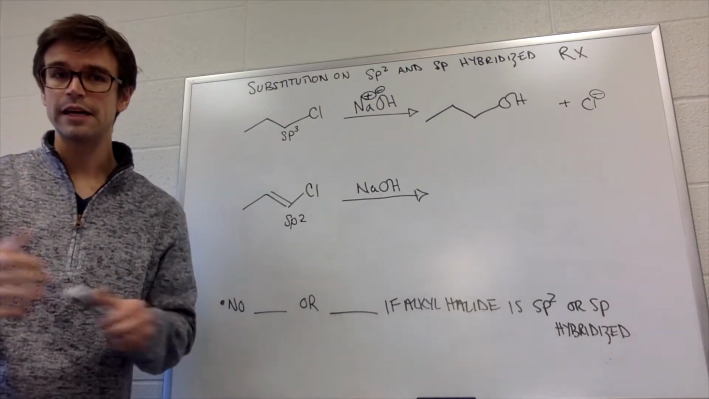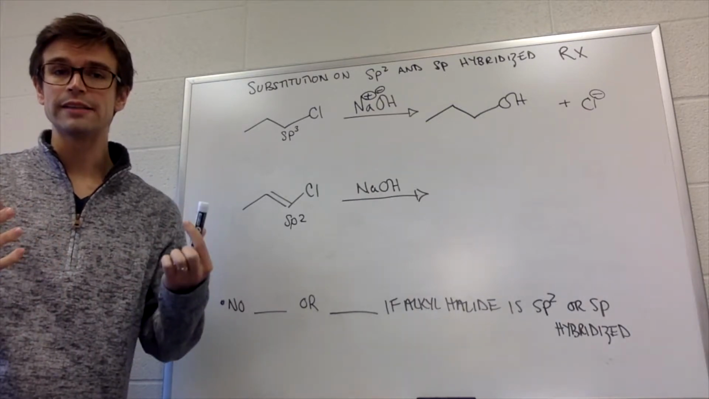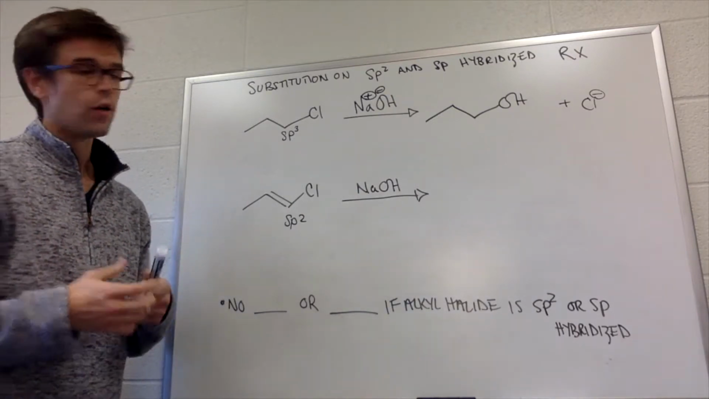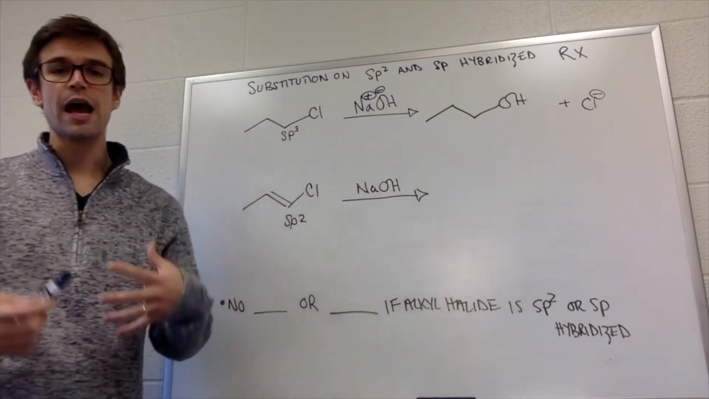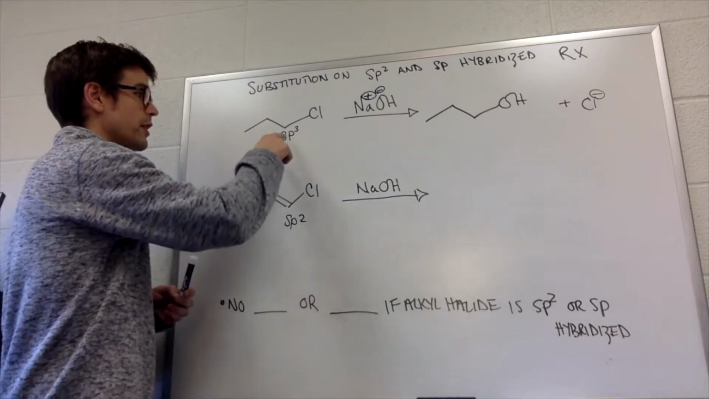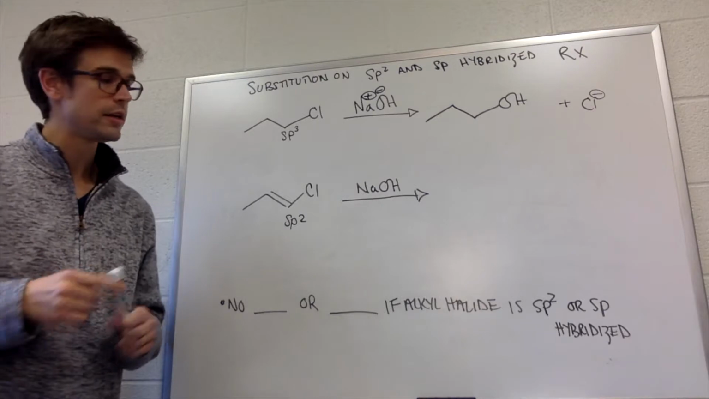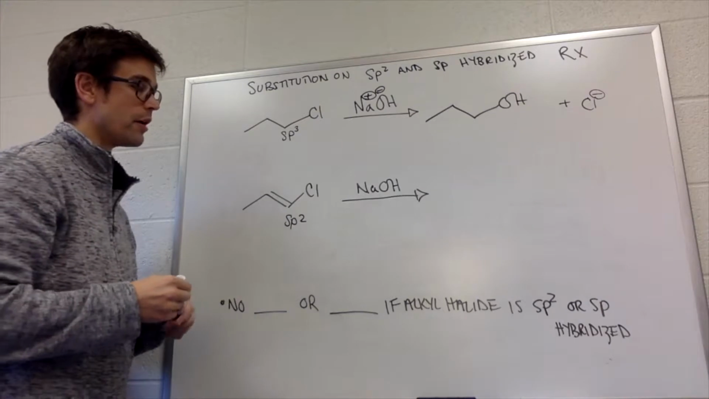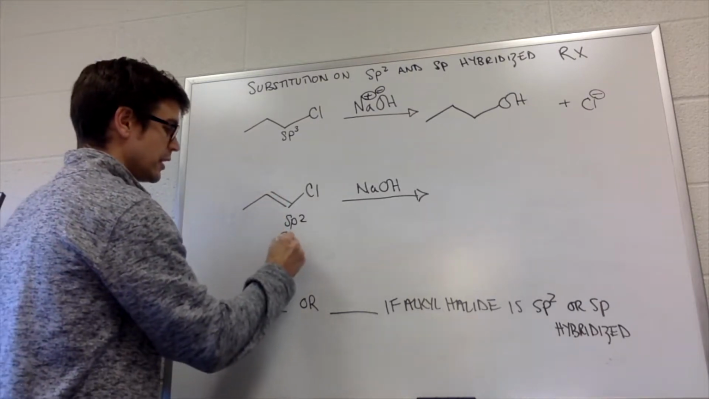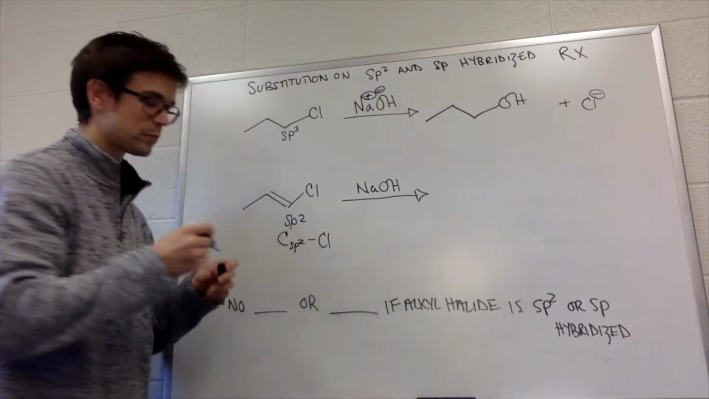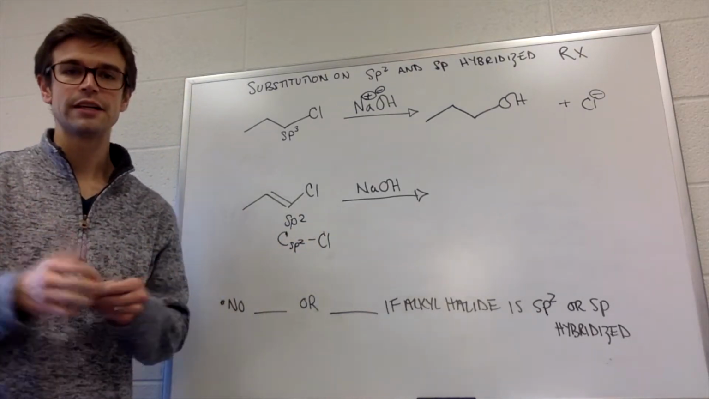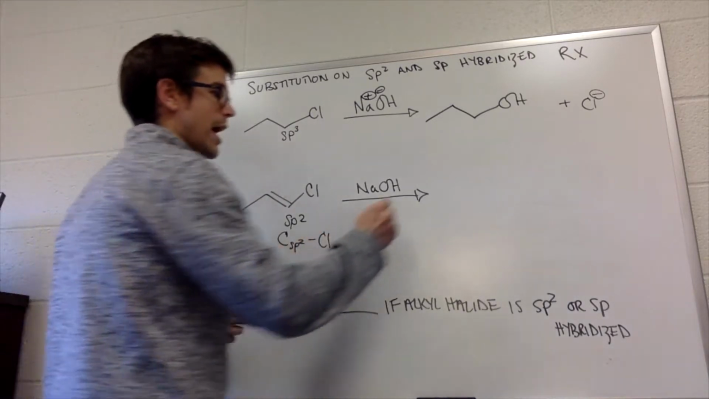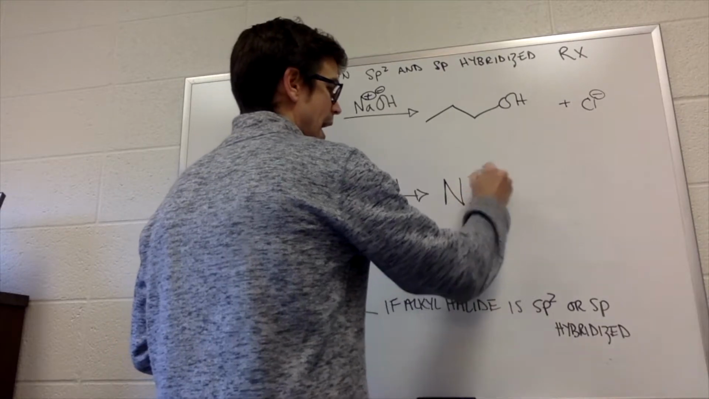It's the percent S character, right? And as we get more S character, the bond gets shorter and the bond gets stronger. So while substitution chemistry happens very readily on sp3 carbon halogen bonds, when we have an sp2 carbon bonded to a chlorine, because of the greater percent S character, this bond is stronger. It's harder to break. And because of that, we actually get no reaction.